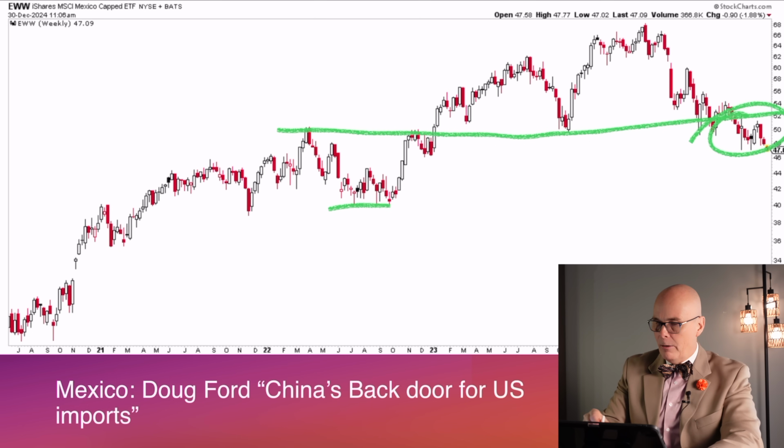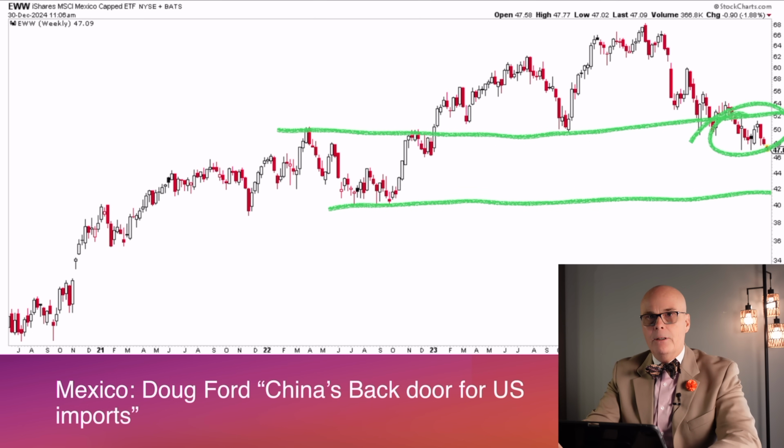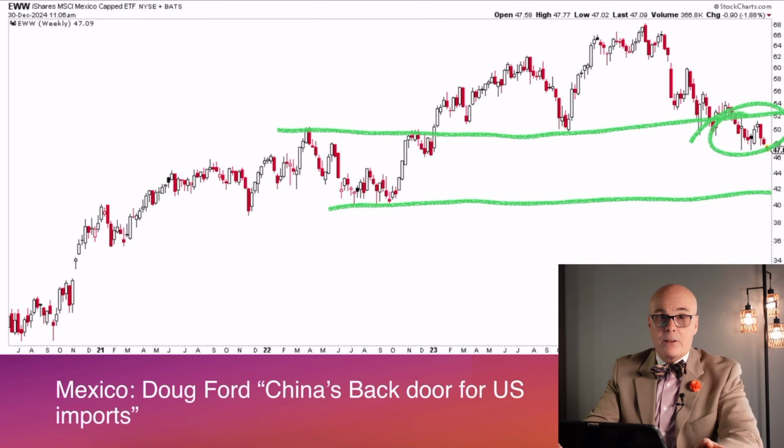And I would target way down here around the $40 level. I don't want to be in Mexican stocks. Hope you don't either. Next, let's take a look at Korea.